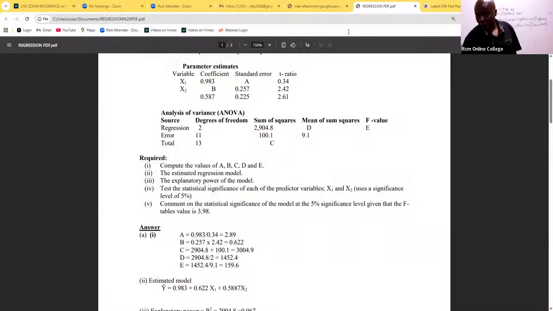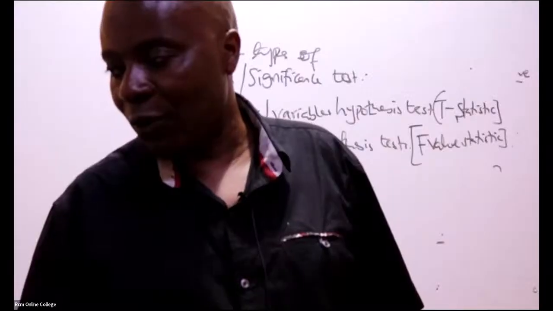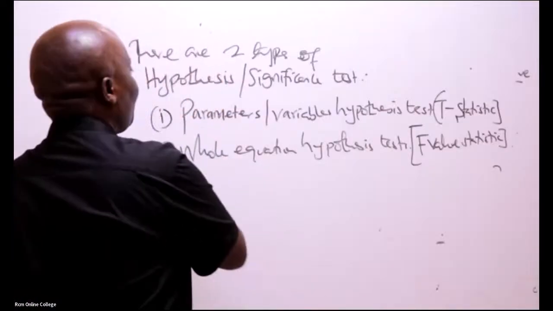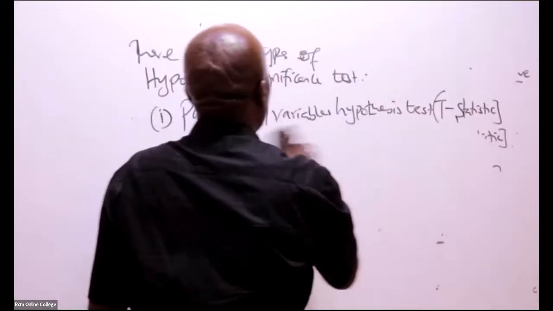If you look at this number four actually, they want me to test the significance of each predictor variable. So they want me to carry out variable hypothesis tests, variable significance tests, and they're giving me the level of significance here as 5%. So we start with this Roman 4. Very easy, this is what they want us to do.